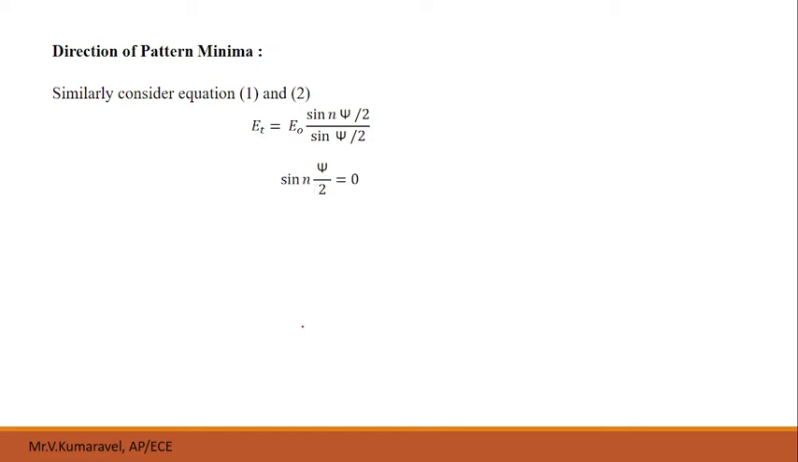To find the minor lobe minima, let's consider the same expression, equation 1. Total electric field E equal to E naught into sin n xi by 2 divided by sin xi by 2. Let us consider the numerator term sin n xi by 2 equal to 0. We know the sinusoidal waveform has sin value equal to 0 at angles 0, pi, 2 pi, and so on. So we can write n xi by 2 equal to capital N pi, plus or minus capital N pi.